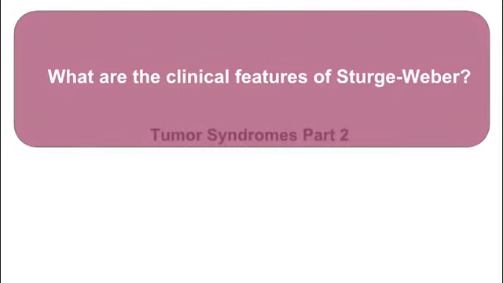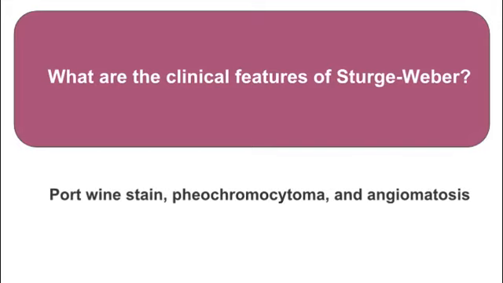Tumor syndromes Part 2. Feel free to pause the video to give yourself time to answer the questions. What are the clinical features of Sturge-Weber? Port-wine stain, pheochromocytoma, and angiomatosis.